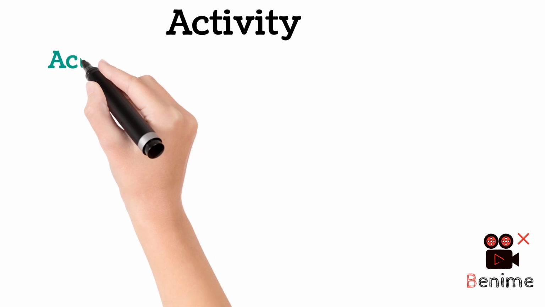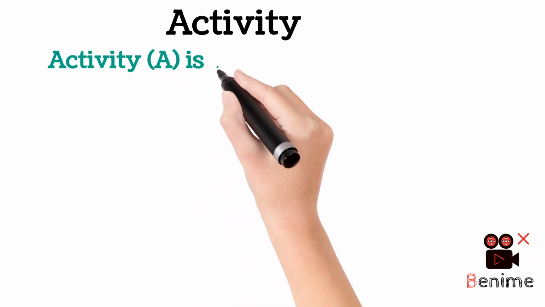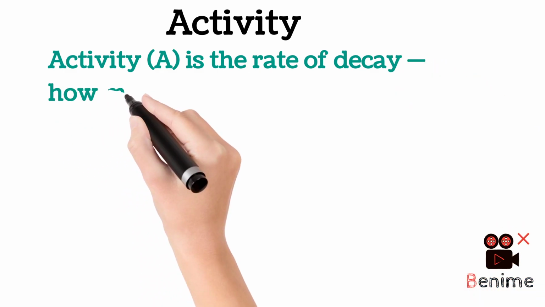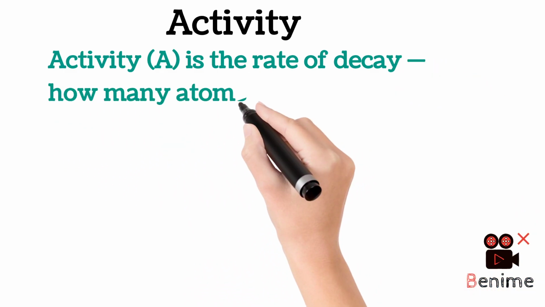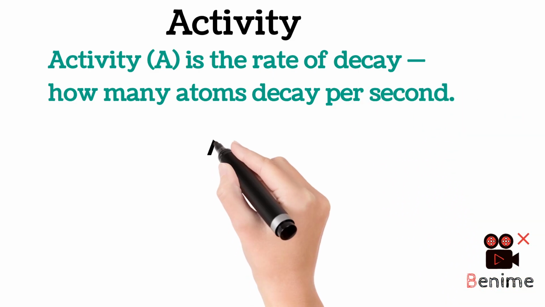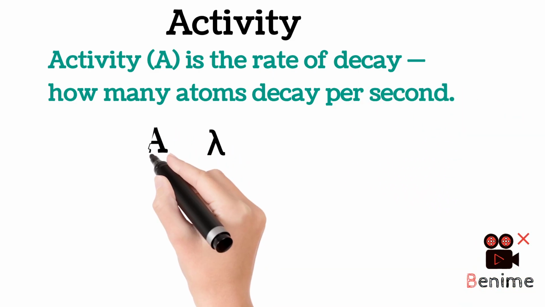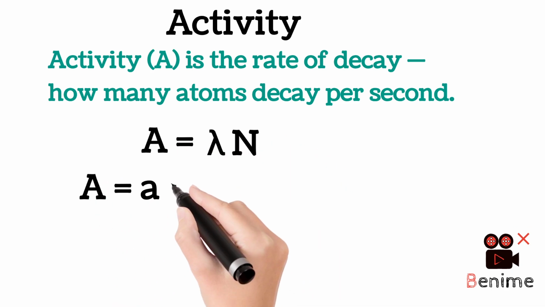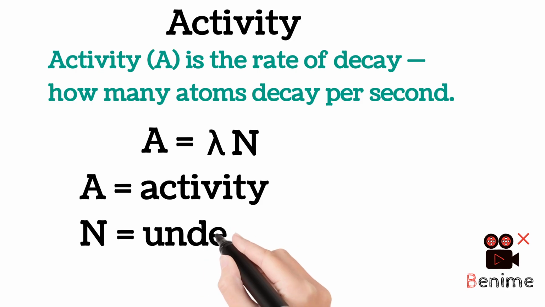How many atoms decay in 1 second is given by activity, which is defined as the number of atoms decaying in 1 second. The relation to find activity is A equals N lambda. Here A stands for activity, N is the number of undecayed atoms, and lambda is the decay constant.